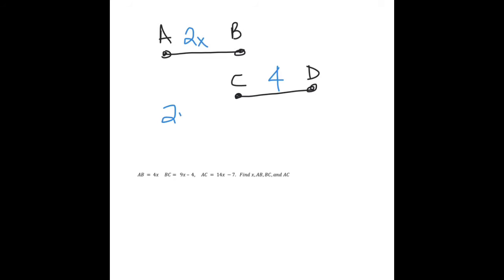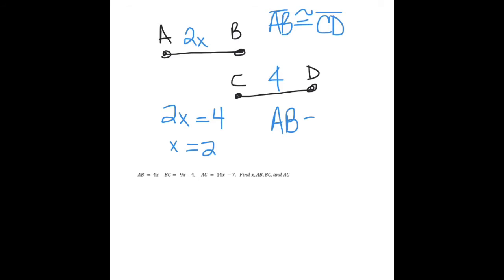So I would have to say that 2x equals 4, which would let me know that x equals 2. Because remember, we said that AB is congruent to CD. Segment AB is congruent to segment CD, which means that the distance from A to B has to be equal to the distance from C to D. So if segments are congruent, that means they have the same measure. So I use this symbol right here and it's basically an equal sign with the little tilde symbol over the top of it.